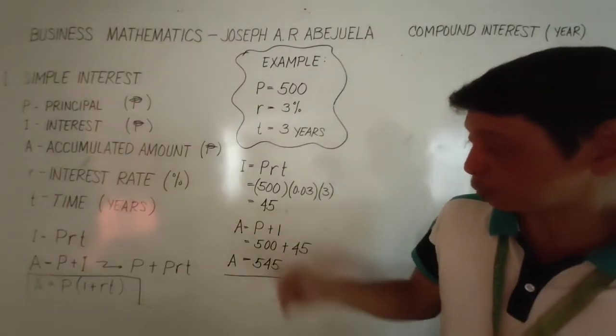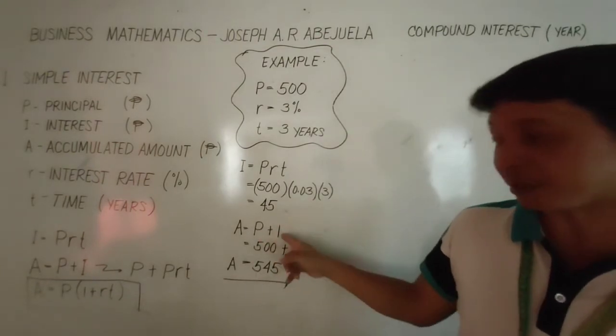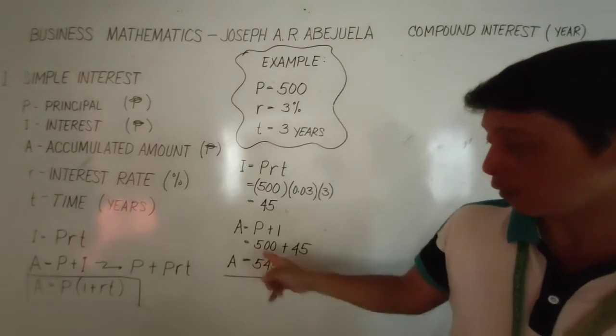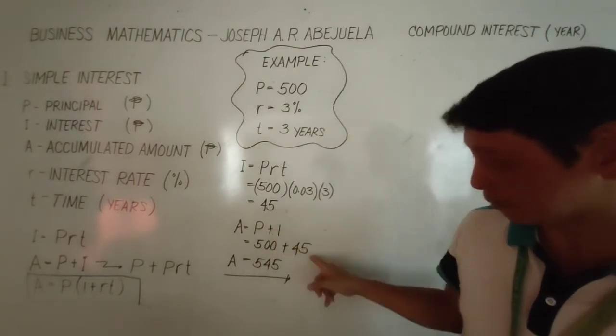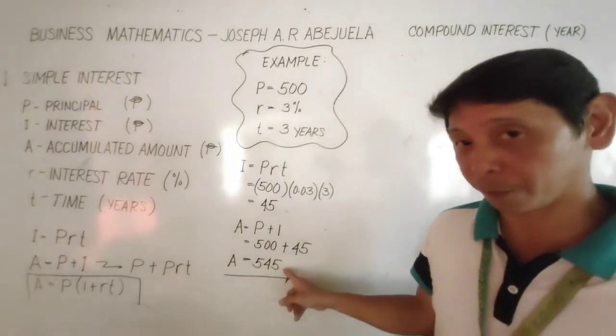So in computing for the accumulated amount, we have the principal plus the interest amount. So we have 500 plus 45. So we have an accumulated amount of 545.